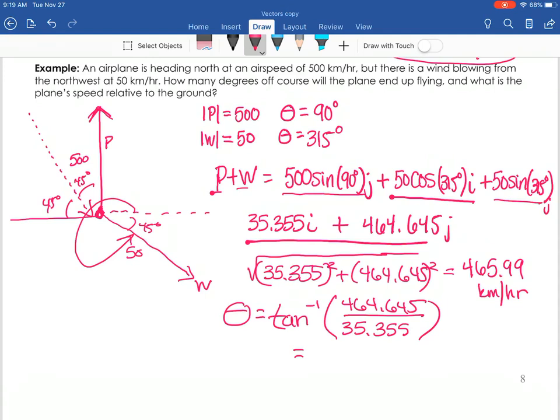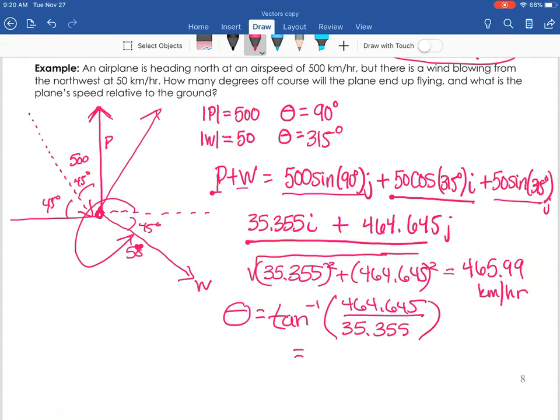What quadrant should I be in? So my plane is going 500 this way and the wind is pushing on it this way. So I'm going to end up in here somewhere. If I imagine, if I scale this, I didn't scale this very well, but if I scaled it, if I came out only 50 this way and 500 this way, and I made my parallelogram, my plane plus wind vector would come up into the first quadrant. So I want to make sure I have a first quadrant angle.